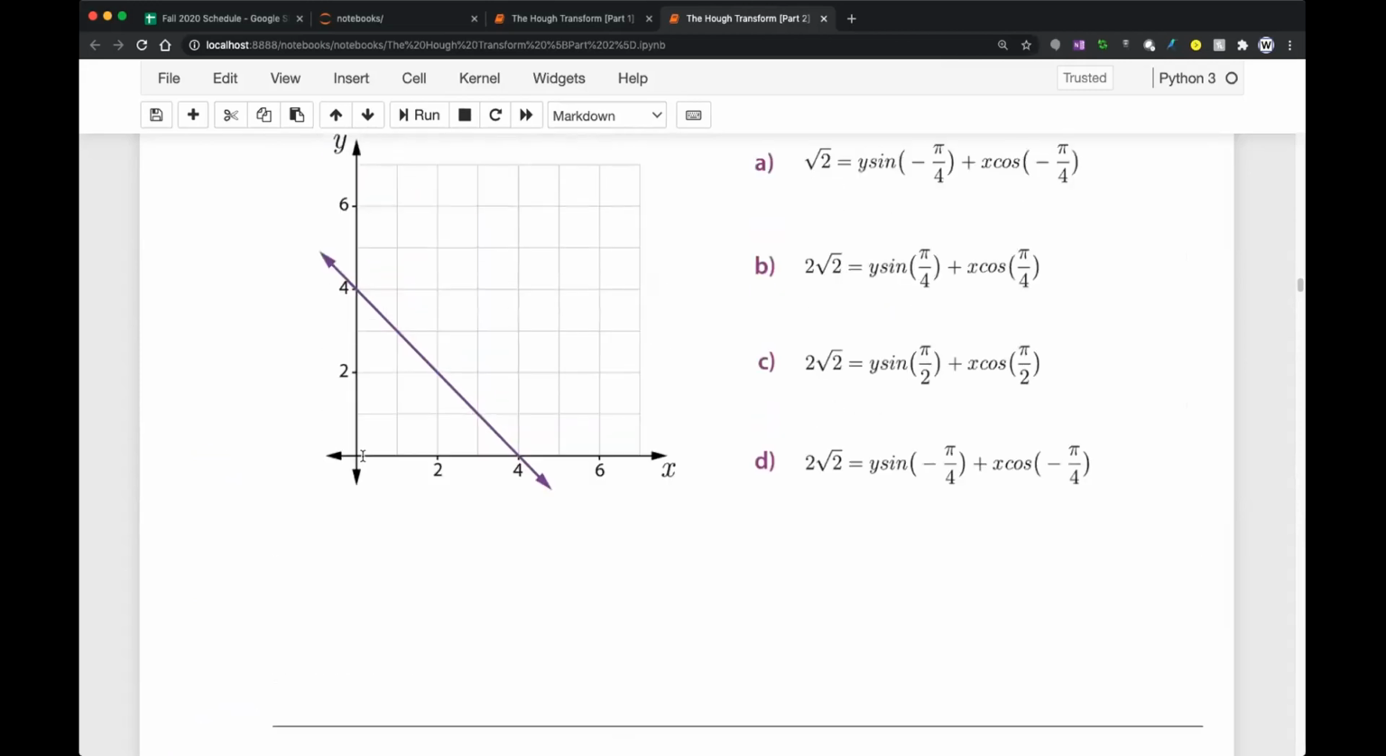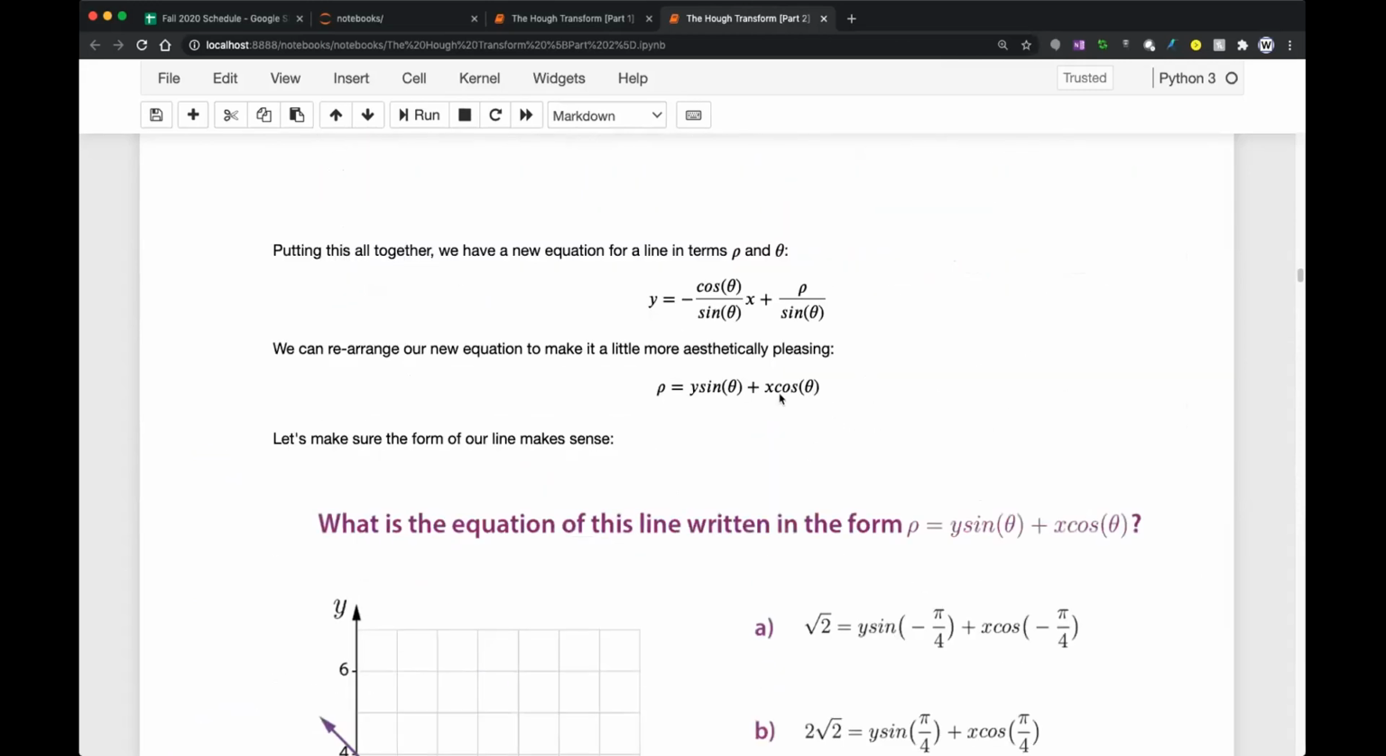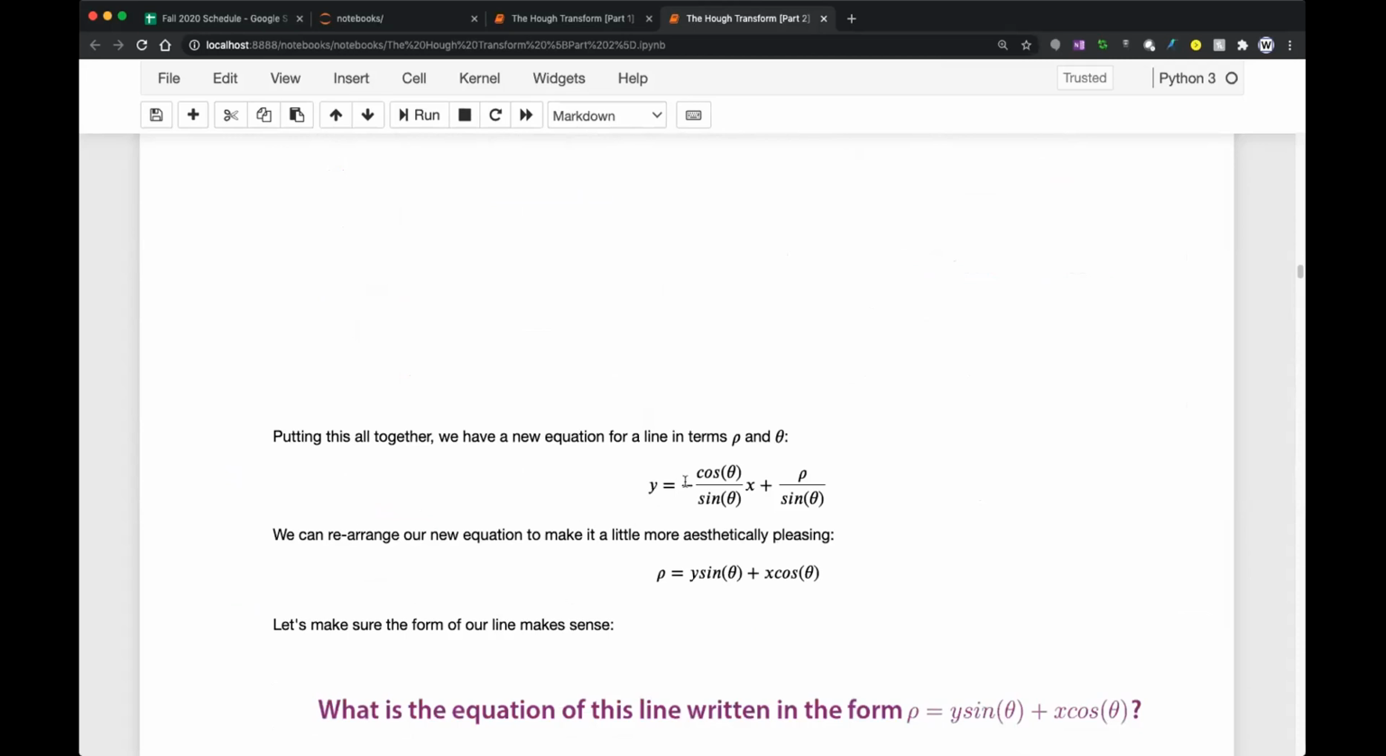And this gets really, really interesting. Let me show you this briefly. In the second question that I asked you, we found that the slope was negative cosine over sine, and that the y-intercept was rho over sine. If I plug those two into y equals mx plus b, I get this equation, and I can rearrange it nicely. In terms of my y and x values in the original image space, my equation for a line is rho equals x cosine theta plus y sine theta. This is a nice representation of a line.